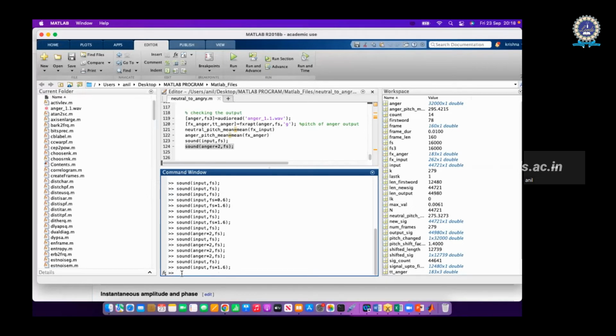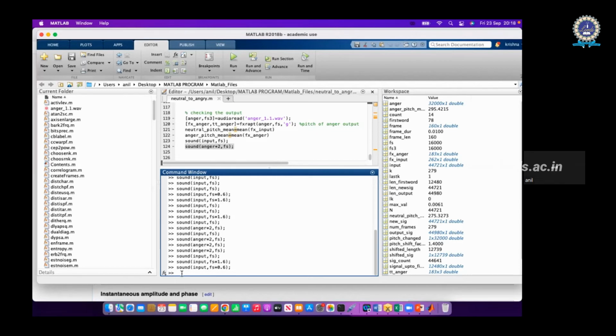It became faster but more childish. If I do the reverse, it will slow down and become like a male, because compared to female, male pitch is low. You can observe, right? It became like a male, but it became a slow speech.